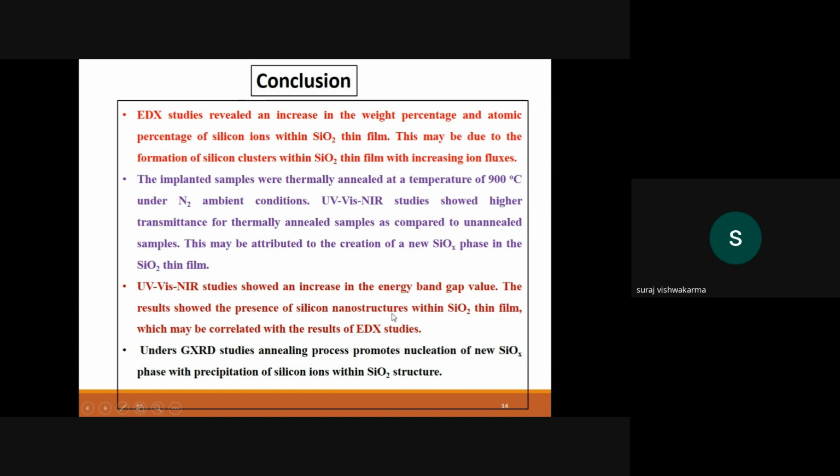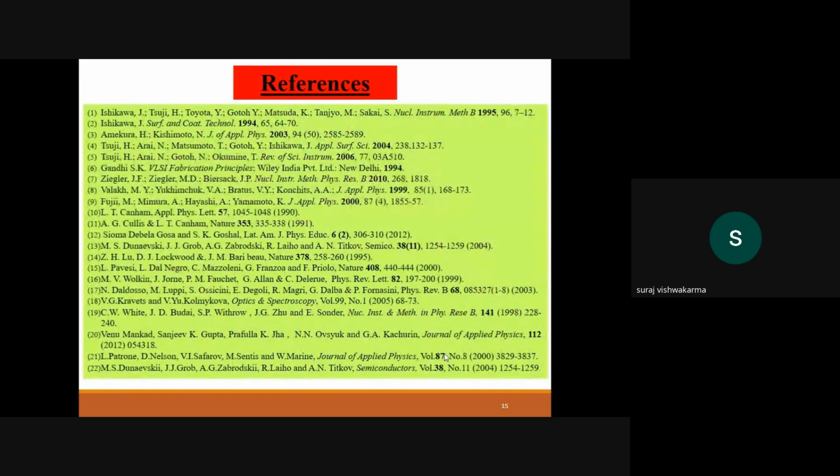This study also revealed that it is correlated with the presence of nanostructures of silicon. And again, the GXRD annealing process promotes nucleation of the SiOx phase. So the aim of our experiment and research is to develop silicon nanoclusters for optical device formation, and this is progress towards achieving that aim.